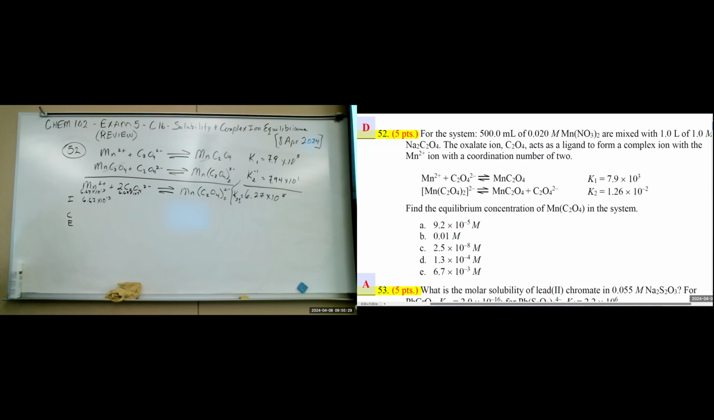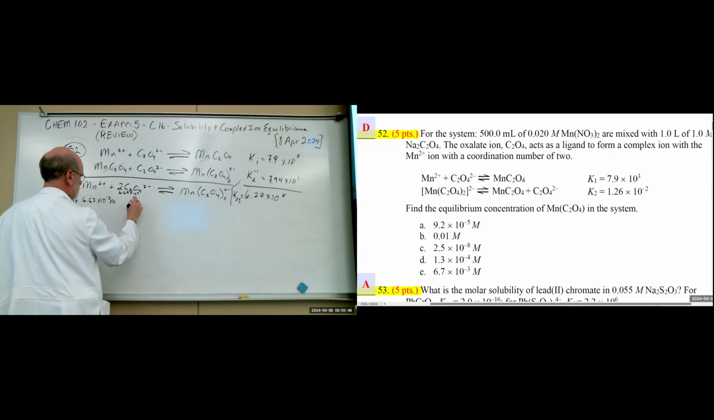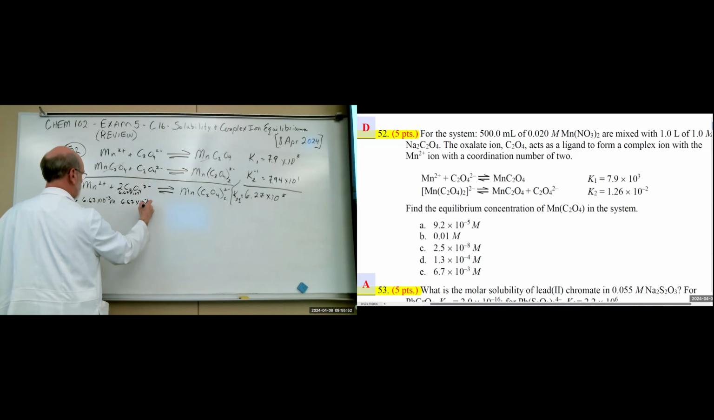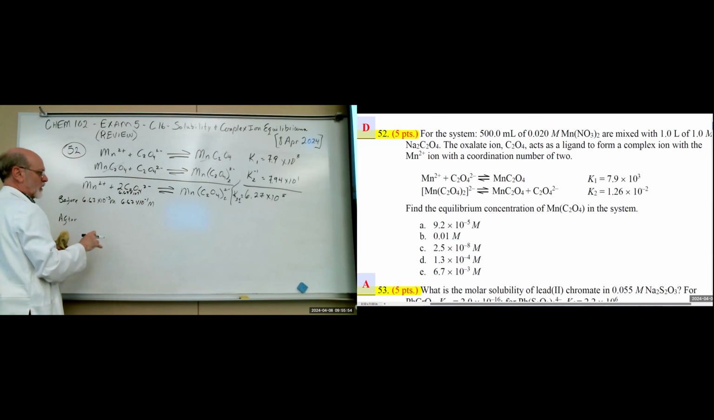You know, we're not finished. We were just calculating the concentrations. Sorry. So this was before, and there's more to it. The oxalate is 6.67 times 10 to the minus 1 molar. That was before.